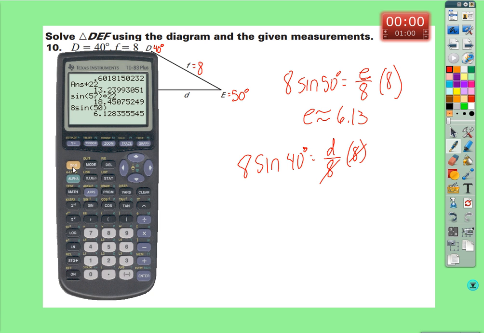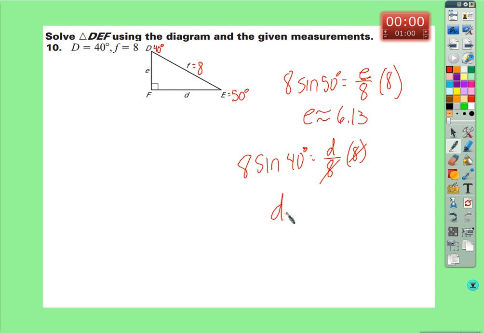Go back here, change this to 40. Second thing, 5.14. And all three angles, and all three sides.